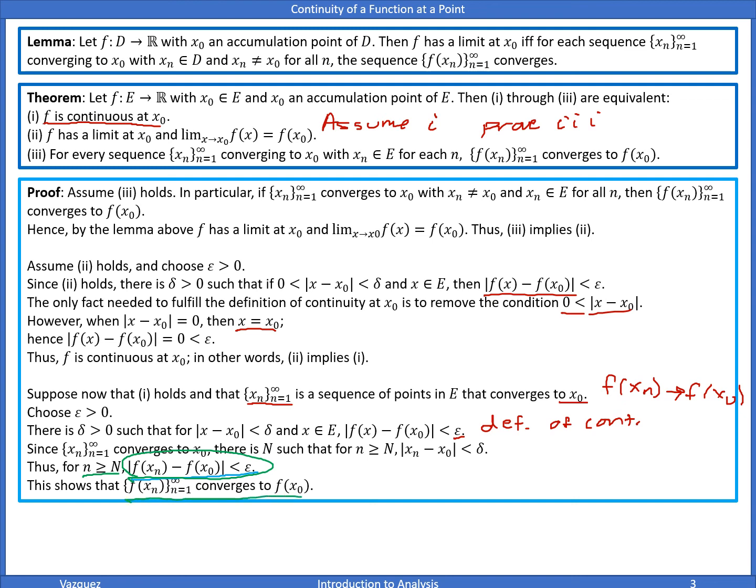So again, that's how we get this conclusion, and we just showed that if we assume 1, we get to prove 3. So therefore, we just went in our circle: 3 implies 2, 2 implies 1, 1 implies 3, showing that all these statements are indeed equivalent.